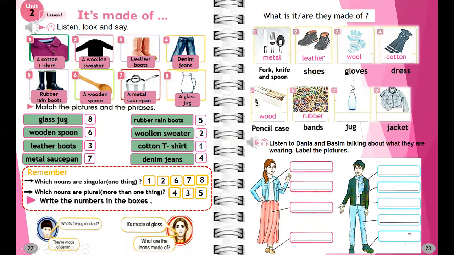Now, picture 7, we have a bottle or a jug. What's it made of? It's made of glass. This jug or this bottle is made of glass. And finally, number 8. Students, this is not a jug, this is a bottle. So we can say this bottle is made of glass.